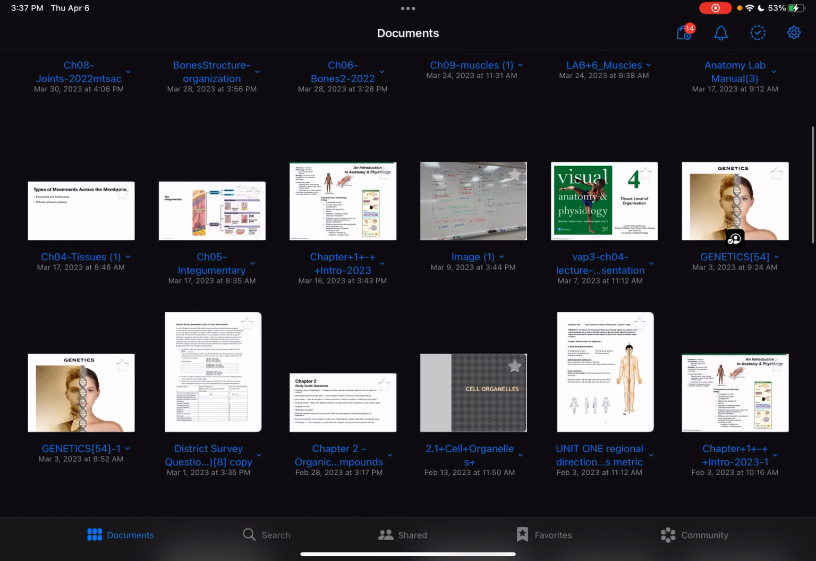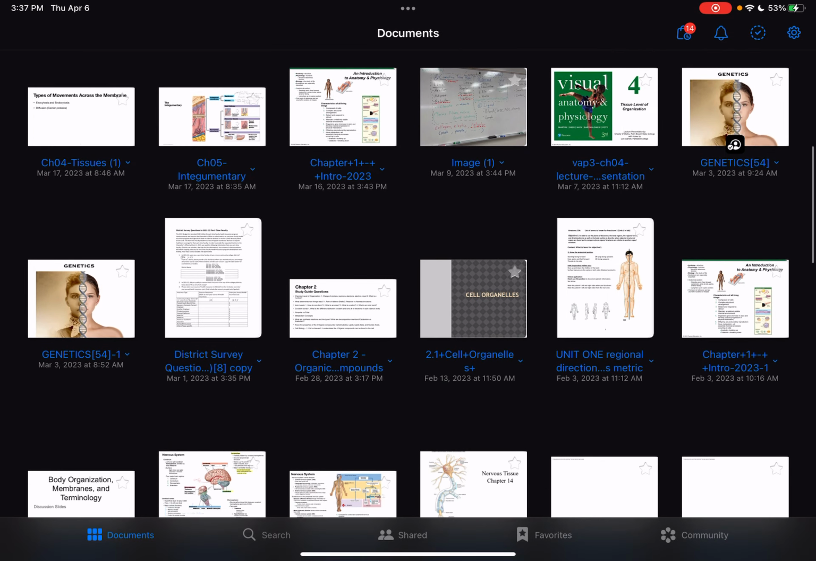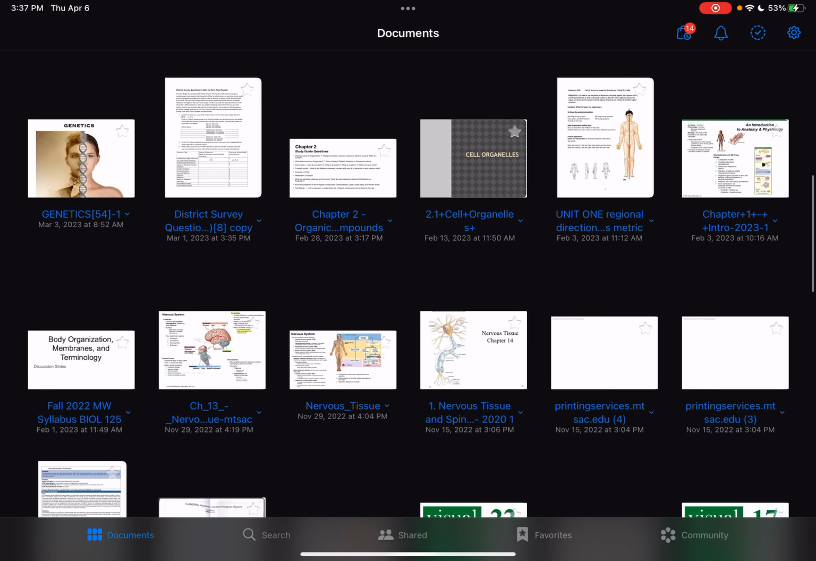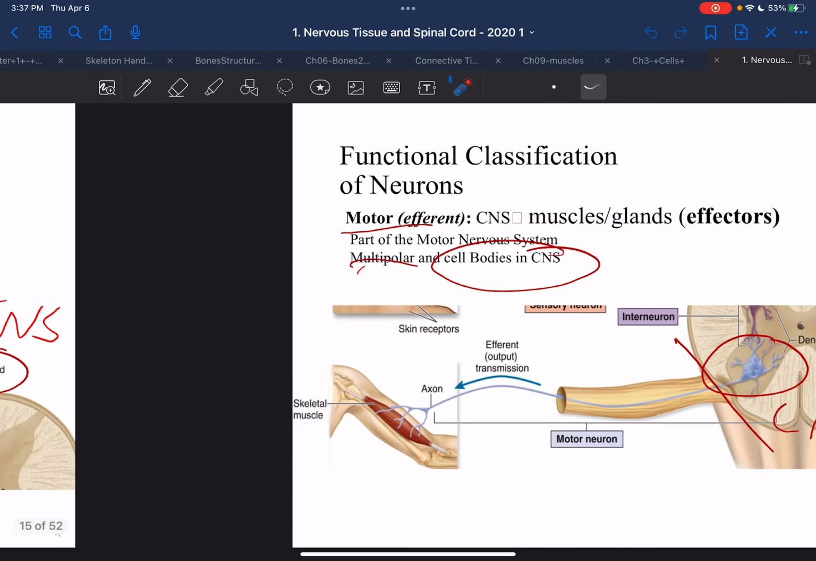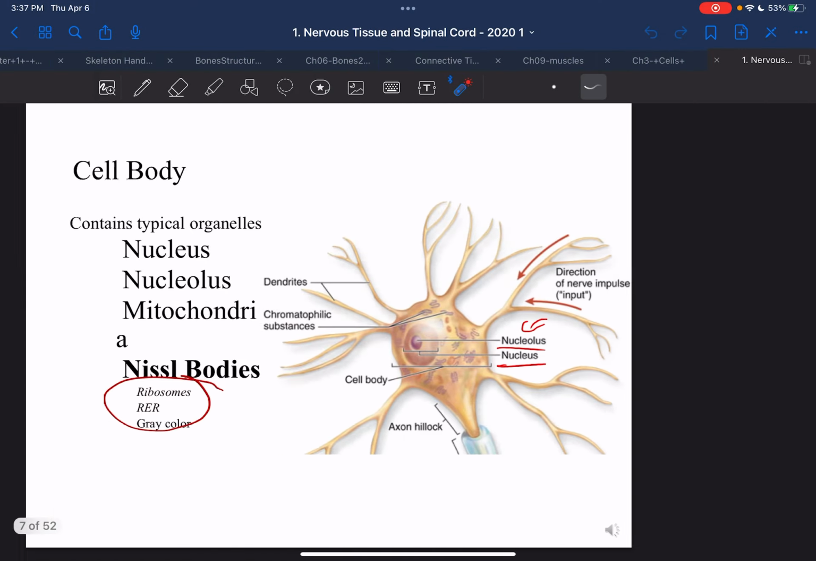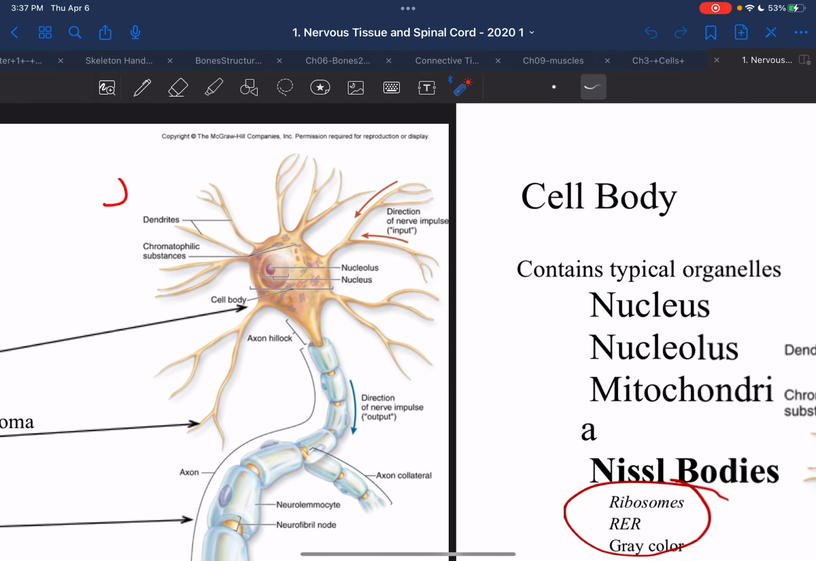Our nervous tissue had the cell body, it had the dendrites, it had the axon. I have another slide deck, but I'm just going to use this one for now because I don't want to spend too much time searching for it. It looks something like this, and it doesn't change between textbooks.